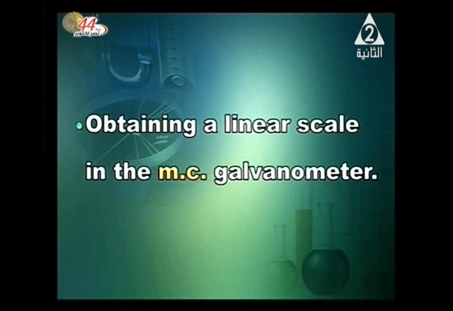What are the conditions required for obtaining a linear scale in the moving coil galvanometer? What does linear scale mean? Linear scale means uniform scale, an equally spaced, equally divided scale. We want to have a galvanometer with a linear scale. What are the conditions?